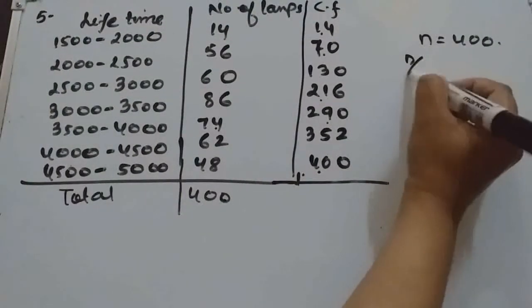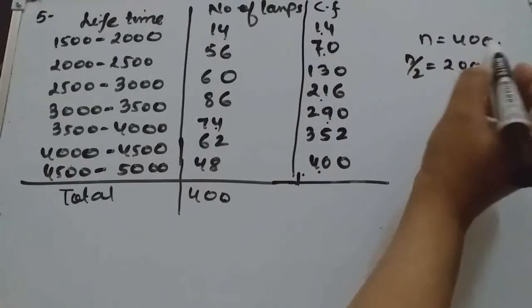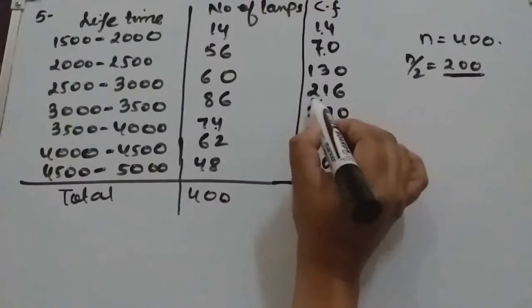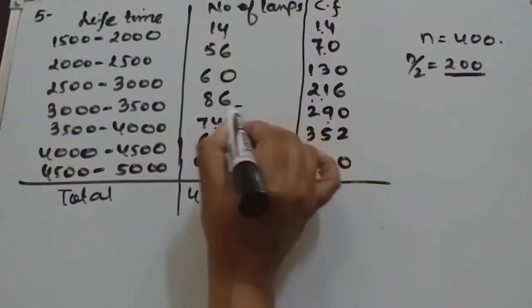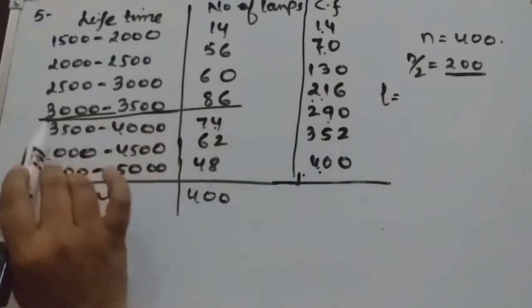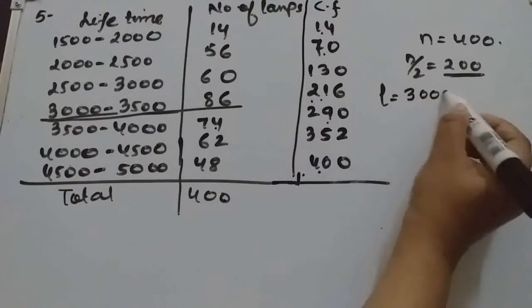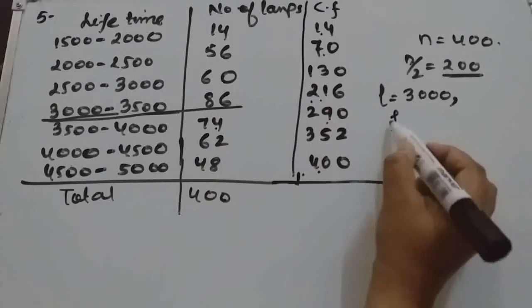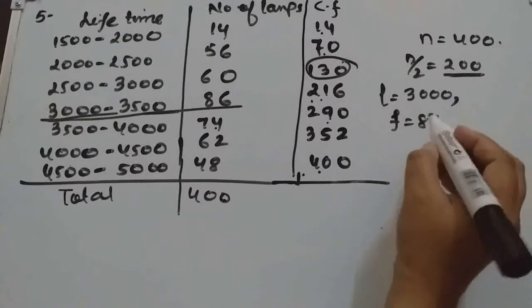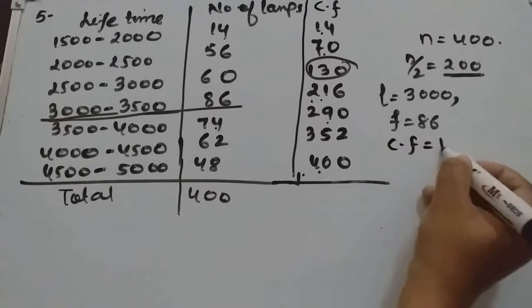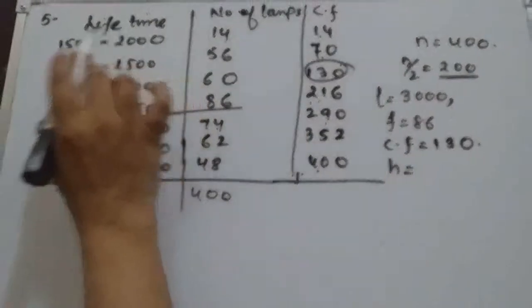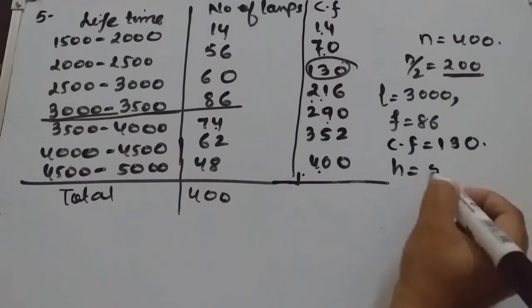Now N by 2 we will find here, that will be 200. So the nearest number greater than 200 is 216. So this will be the median class. So L will be the lower limit of the median class, that is 3000. F will be 86 and CF will be that preceding the median class. So CF is 130. Okay, and H is 2000 minus 1500, which means 500.